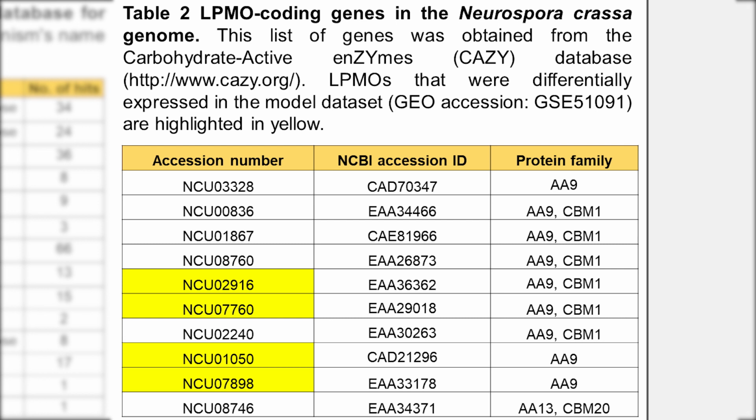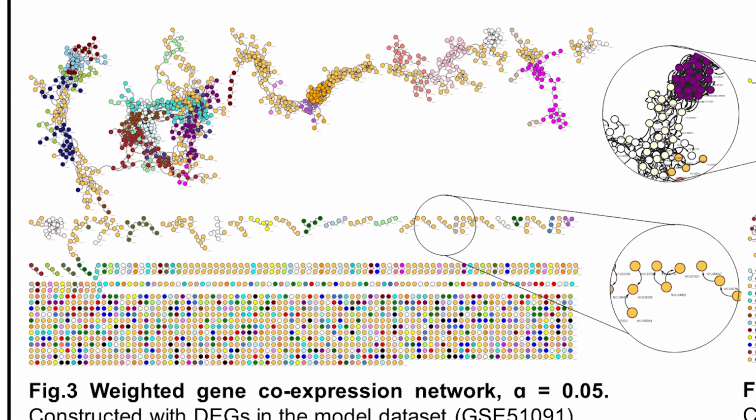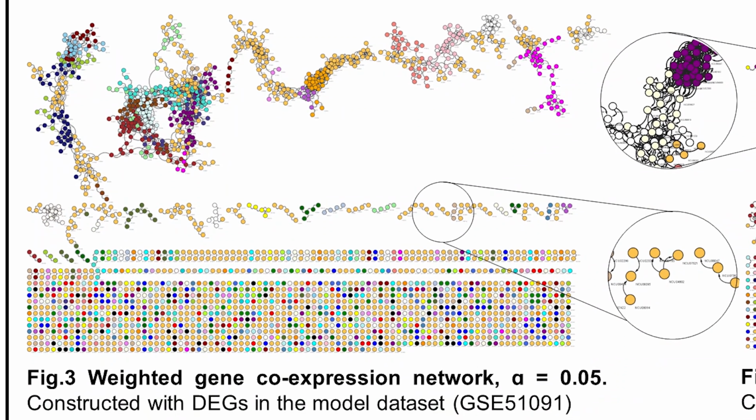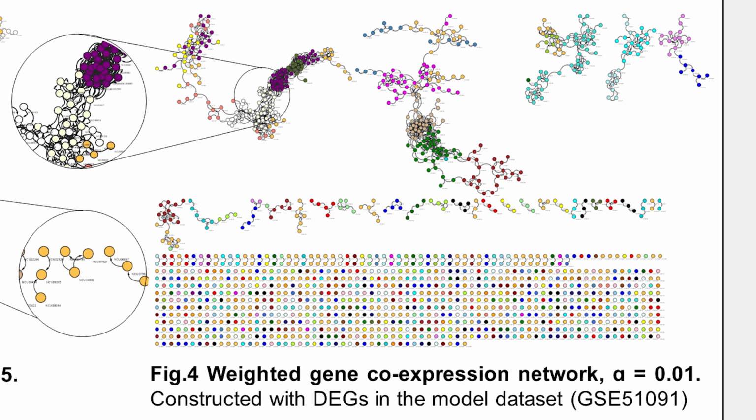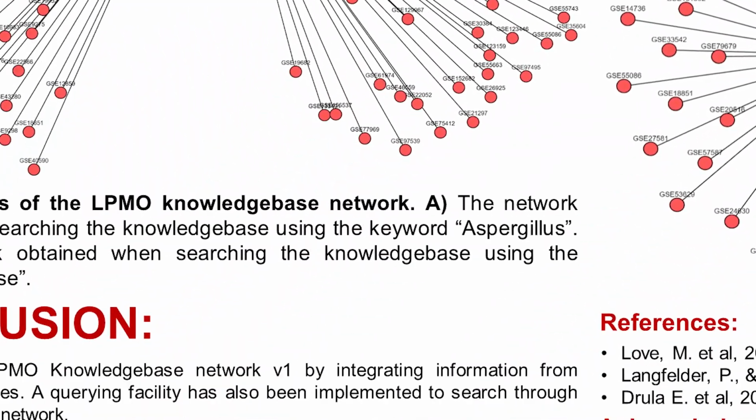Co-expression network analysis of these differentially expressed genes was performed using the WGCNA package in R. Each node here represents a differentially expressed gene, while the edges represent correlation in their expression levels. The nodes are also hierarchically clustered into modules of highly co-expressed genes represented by the different colored nodes. However, differentially expressed LPMOs in the model dataset didn't show any significant correlation with other genes. Analysis of such co-expression networks constructed from other datasets might highlight novel relationships within and between the genes of interest.